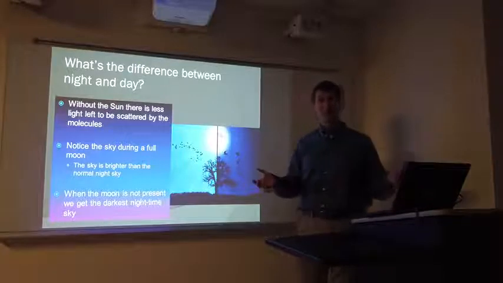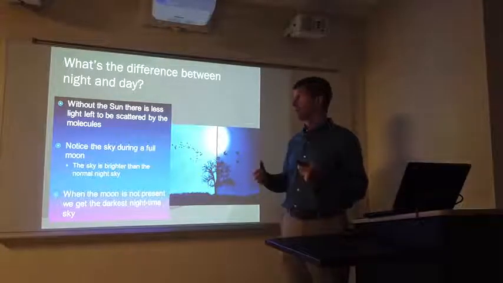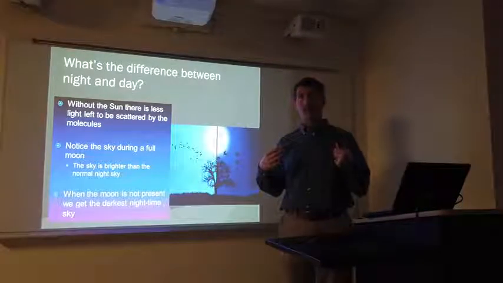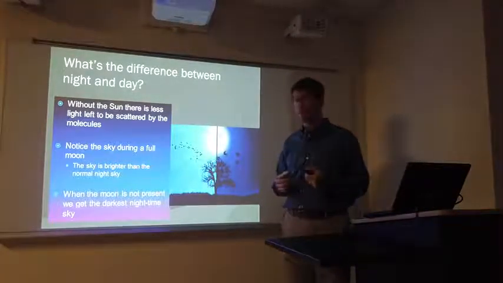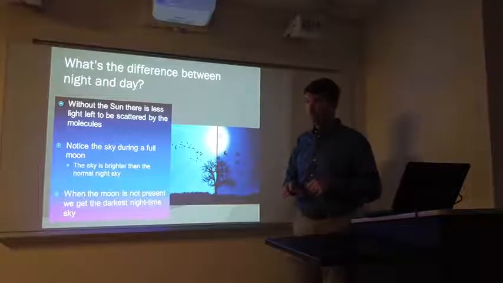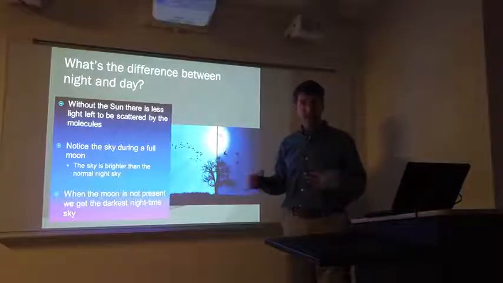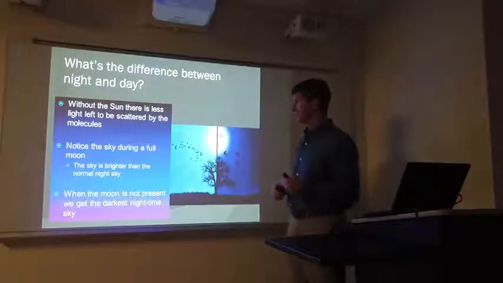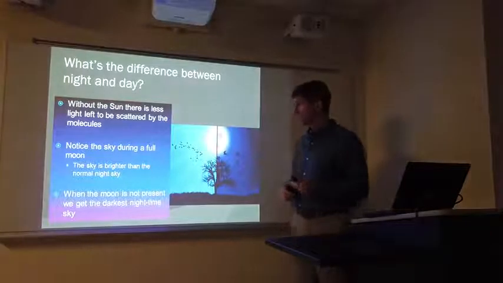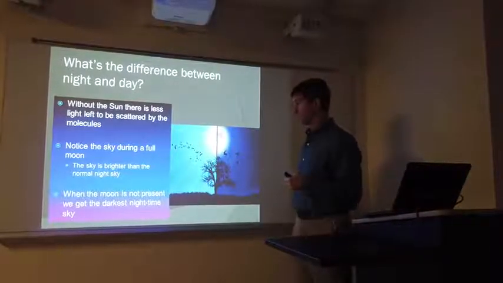Okay, so daytime. This is astronomy. We're more interested in nighttime, of course, but I do have to emphasize here that when the moon is out, the sky isn't completely black. It has almost a midnight blue color to it, because the light from the moon is being scattered by the same air molecules.